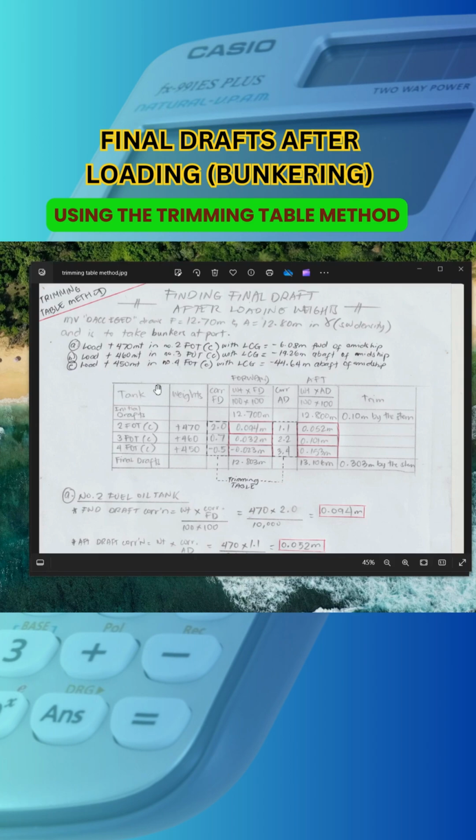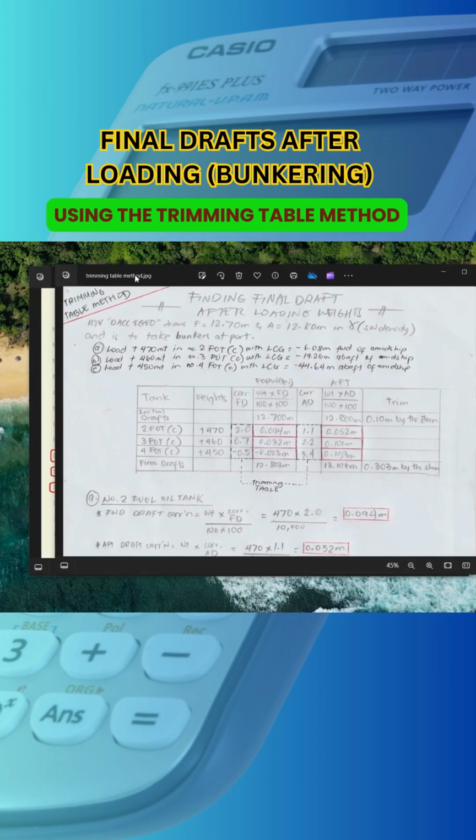Okay, let's start here. This is the tank. For the weights, forward correction, the formula: weight times forward correction divided by 10,000. Aft correction, same formula again. And the trim. Now let's start with number 2 fuel oil tank. Weight, we are going to load plus 470 metric tons. And the forward correction is 2.0. Now, where did I get this 2.0 and this 1.1? It's from my trimming table as I will show now.